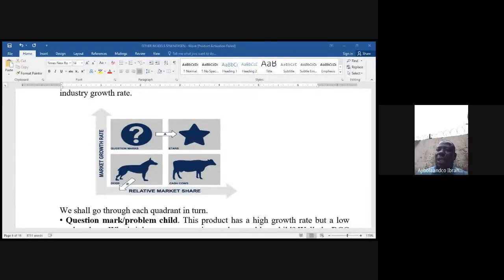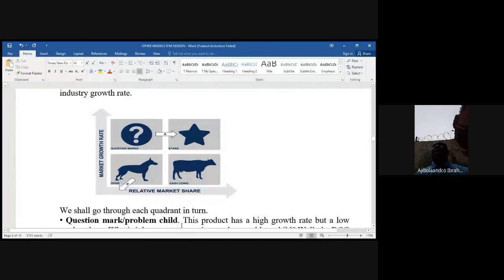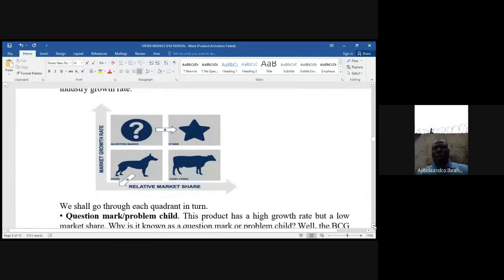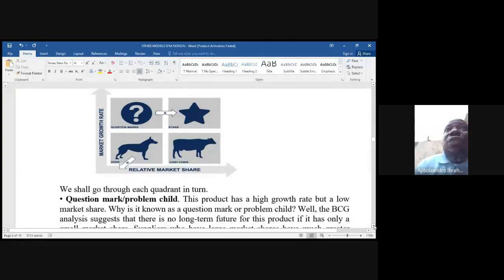So if you know that one now, we are going to get it right in the BCG matrix, just like we have it under the Mandela's matrix too. So we can have high market share and high growth rate, low market share and low growth rate, or low growth rate and high market share. The combination of those will give us 4 groups.